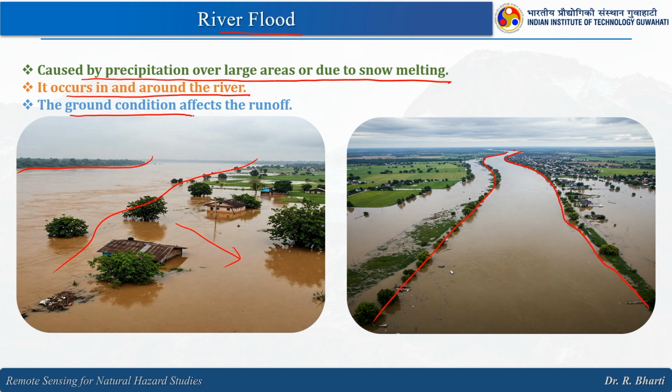The ground condition affects the runoff. Now the ground condition, we have already discussed these parameters. What is the soil type, what is the infiltration rate, what is the precipitation, right? How the area is having the rock types. So all are playing together here, and then they are resulting in this kind of flooding scenario.